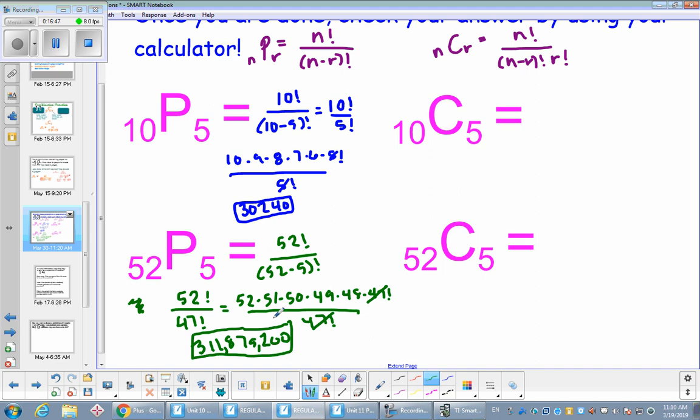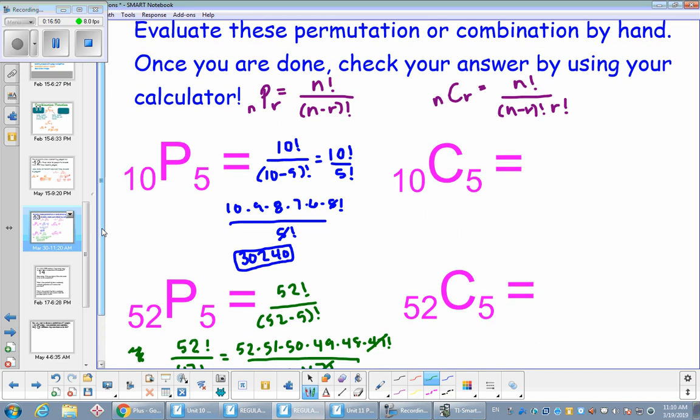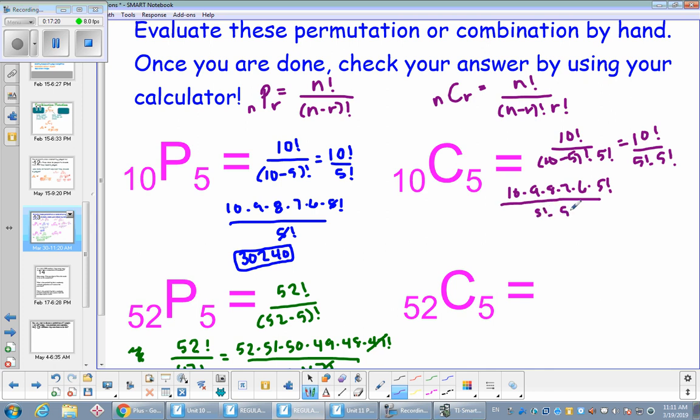All right, so now the combinations are going to be smaller because we have to do that extra division step. So go ahead and pause it and see if you can write out the combination notation. So this is going to be 10 factorial over 10 minus 5 factorial over 5 factorial. All right, so it's going to be 10 factorial over 5 factorial, 5 factorial. All right, so I get 10 times 9 times 8 times 7 times 6. Everything below 5 is going to cancel, but I can only cancel out one of them. So I really get 5 times 4 times 3 times 2 times 1.